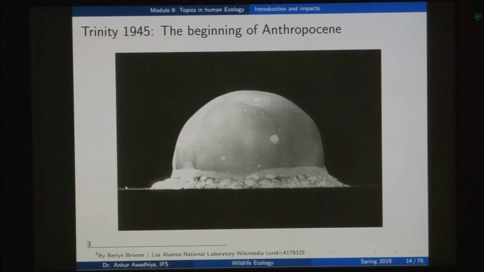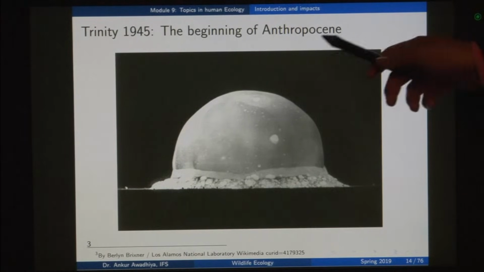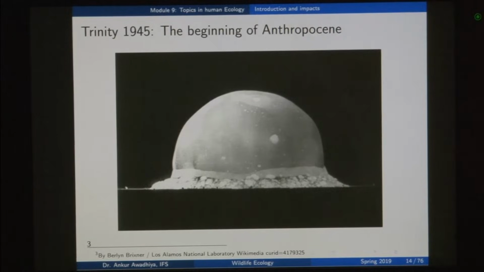So, when we say that our impact has become so large that we have demarcated this geological time scale as Anthropocene. Now, Anthropos, as we know, is human beings. So, Anthropocene is the time period of the human beings, or the latest time period where the human beings are having a great amount of influence.